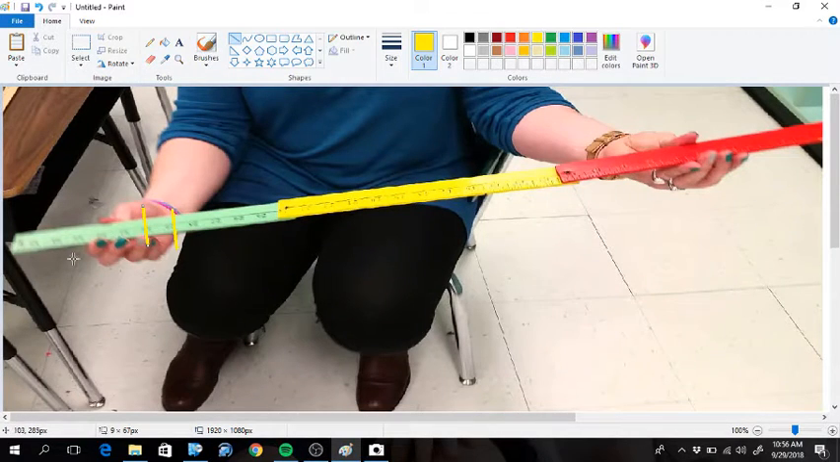You can see that there's three different colors here. Each color represents a foot of length. Now, if you add up the blue, the yellow, and the red, that's 3 feet. That measurement is how long 1 yard is.